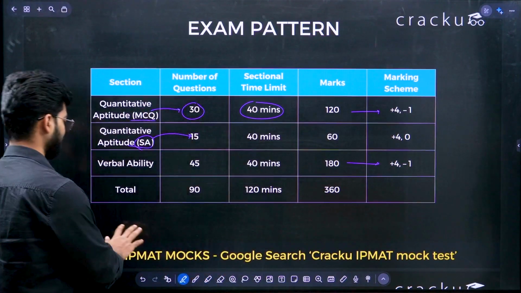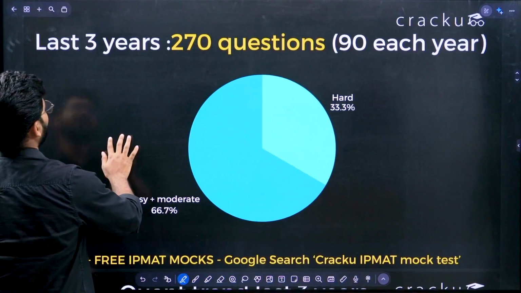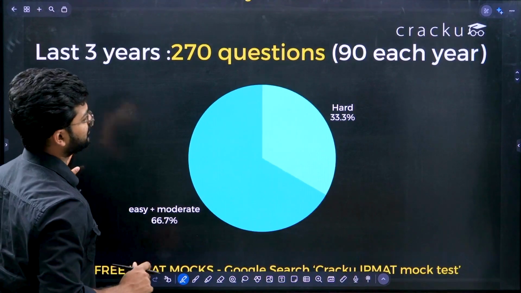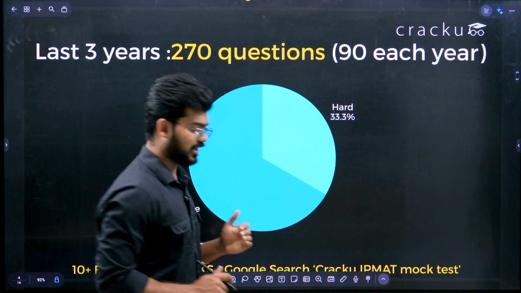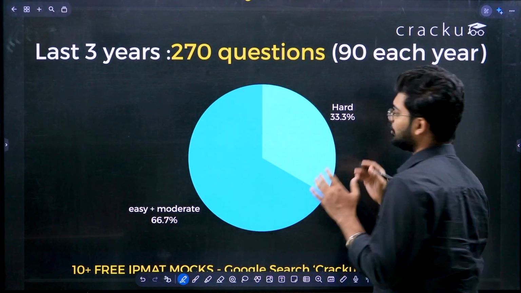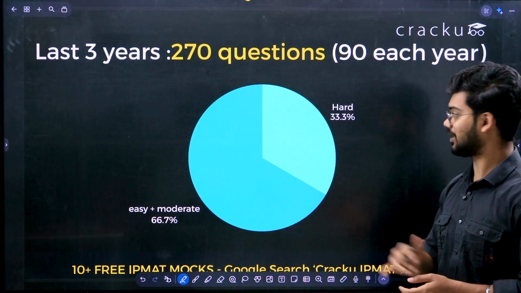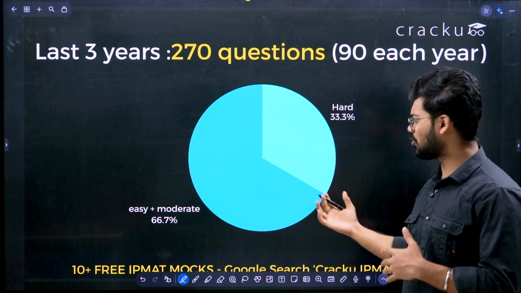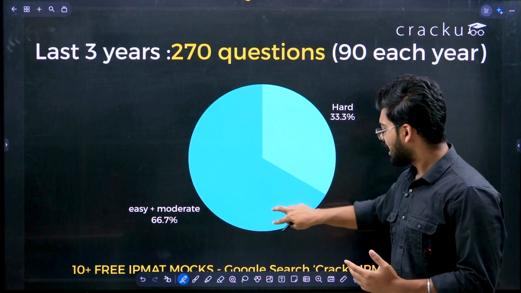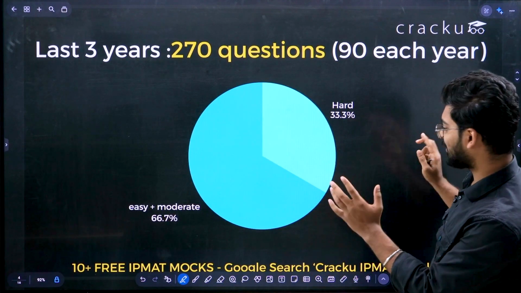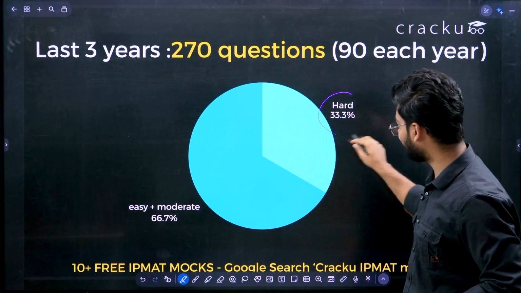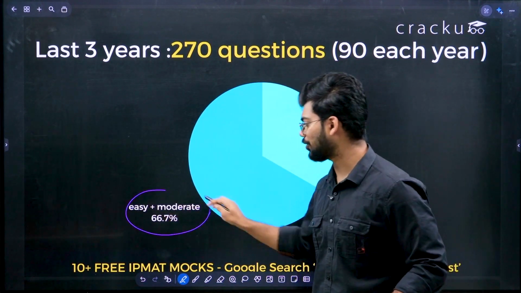Now moving ahead, we have also done the trend analysis of the last 3 years, right? In the last 3 years, 270 questions came in total, 90 per year, with no major pattern change. And can you see, we have categorized the questions as hard, easy and moderate.